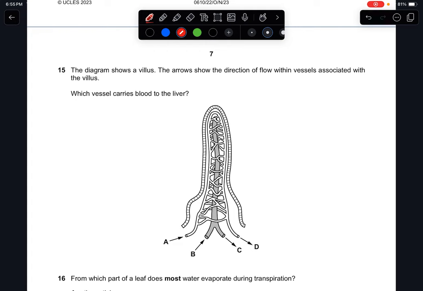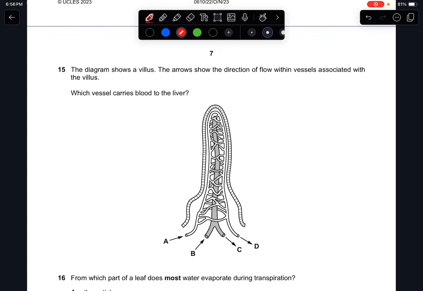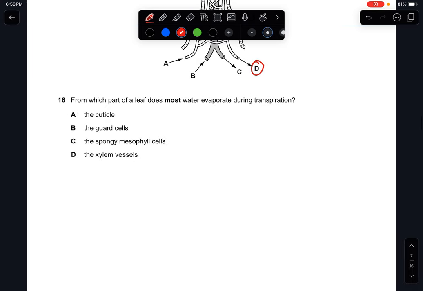Okay. This is the arteries. B, this one is more of the inner one. And then this should be the lacteal, if I'm not mistaken. This looks like a lacteal. But I'm not sure already. But D is definitely a vein. You can see because of this, so many directions it's going into. So the answer would be D, because it's going back to the liver and then back to the heart.